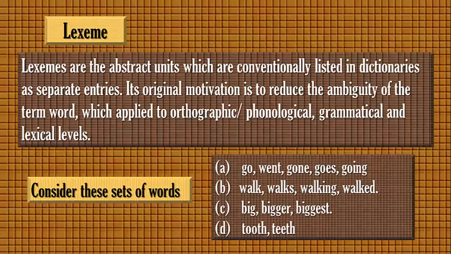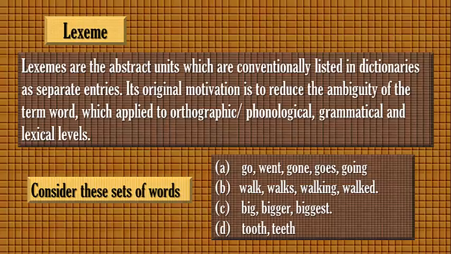Consider these four sets of words. In A, we see 5 different words or word forms, namely go, went, gone, goes, going. Now, these are 5 different words, but they belong to the same lexeme, which is go. All these 5 words carry the meaning of go inside them.